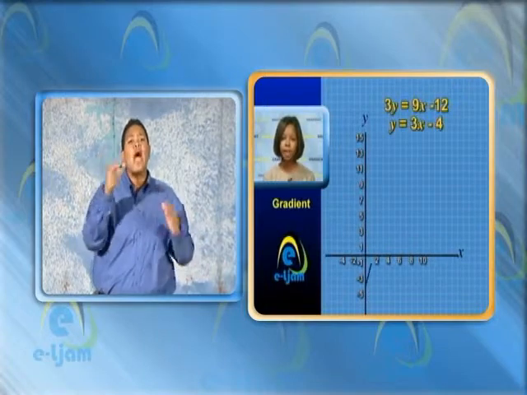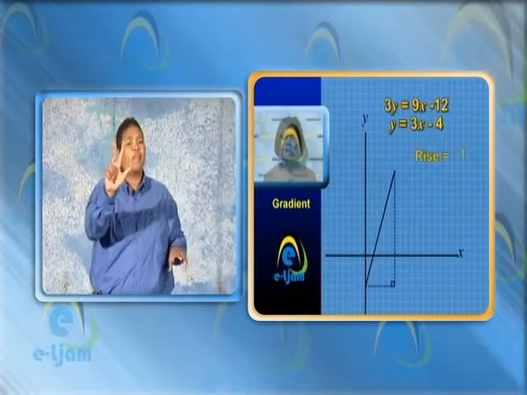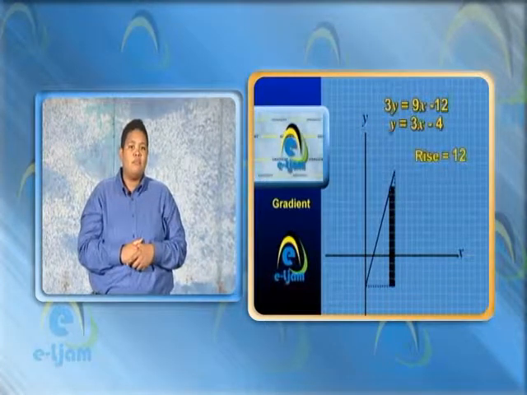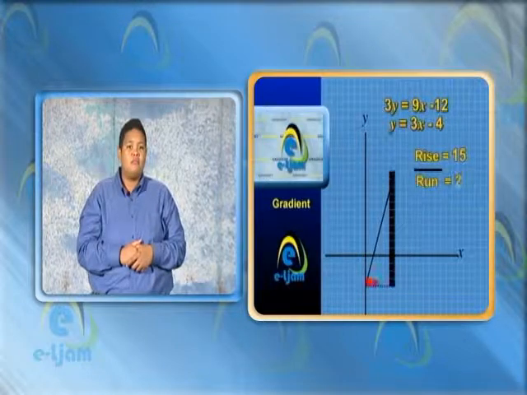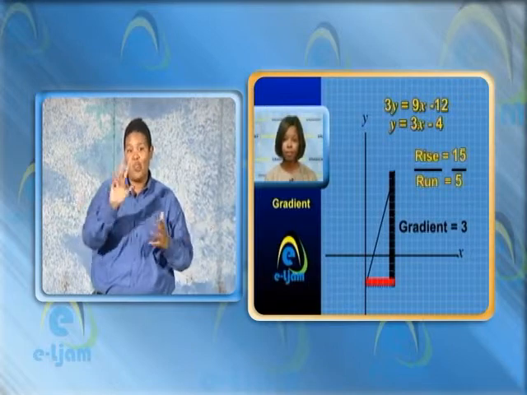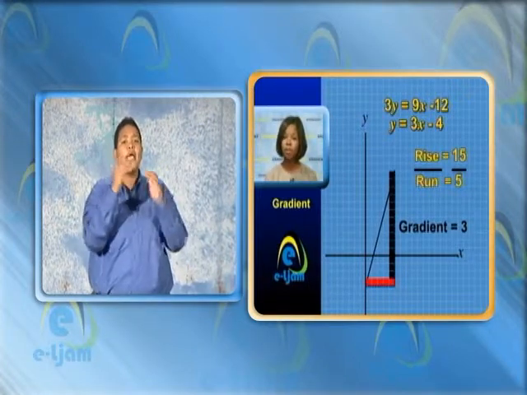If we did the same for 3y equals 9x minus 12, we would get a value of 3 for our ratio. Therefore, the gradient is 3. Remember, we simplified the equation to y equals 3x minus 4.